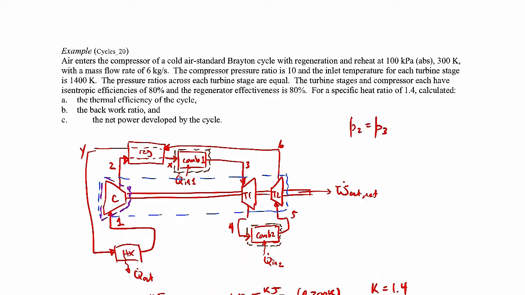Now, we also know that P6, when you go through the regenerator, its pressure doesn't change. When you go through that heat exchanger, the pressure doesn't change. And so then P6 will equal P1, right? So the ratio of P2 over P1 will equal P3 over P6.